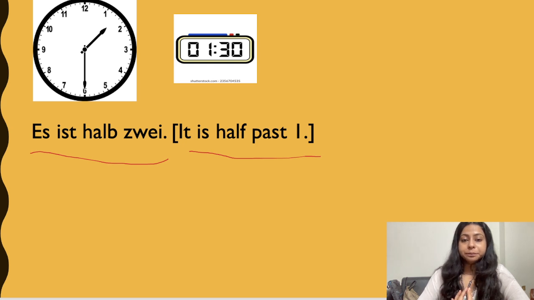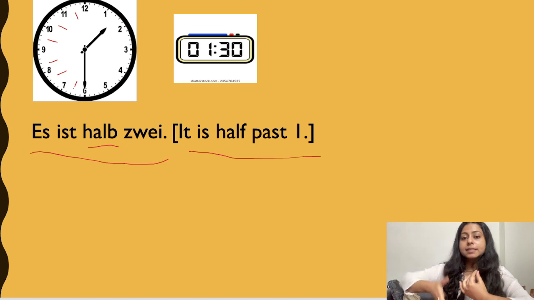You could see, 30 minutes are left to 2. So there are 60 minutes. Half of 60 would be 30, right? So "halb" means half. Hence we say "es ist halb zwei". It is going to be 2. Only 30 minutes are left to 2. So moving on.